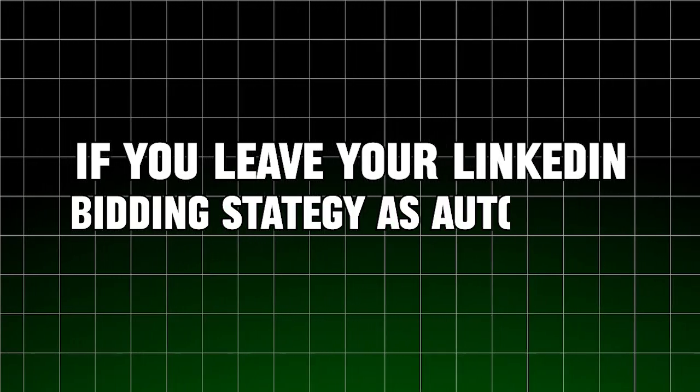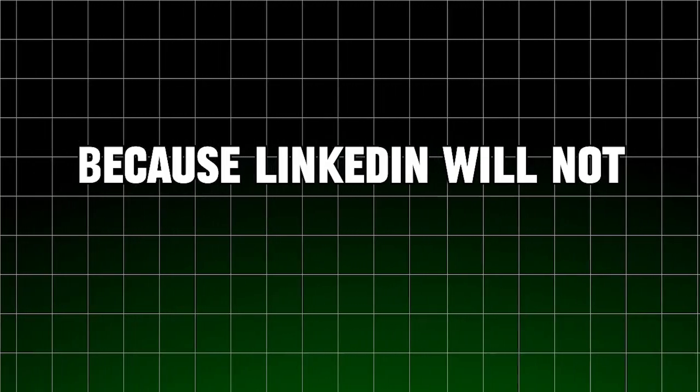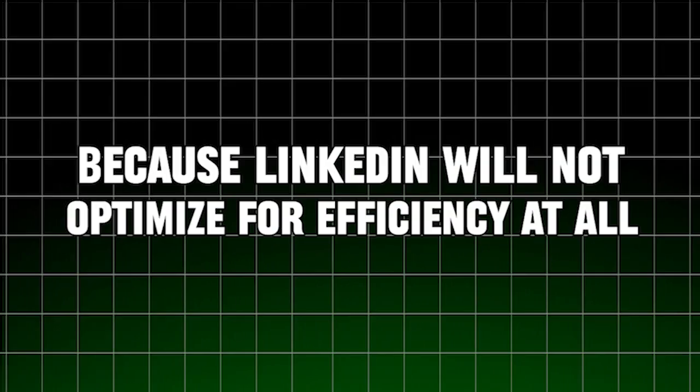And if you leave your LinkedIn bidding strategy as automated, you can never do this because LinkedIn will not optimize for efficiency at all. So again, start with automated bidding, let it run for 1 to 2 weeks, then change to manual bidding, starting with a bid that is in the middle of the range that LinkedIn gives. And then finally, lower the bid every week or two until you hit a plateau of clicks and impressions.